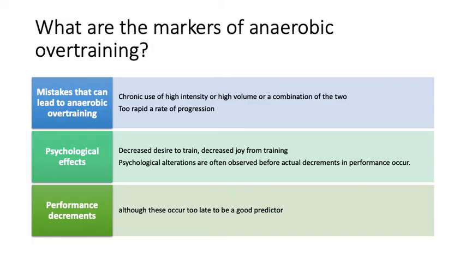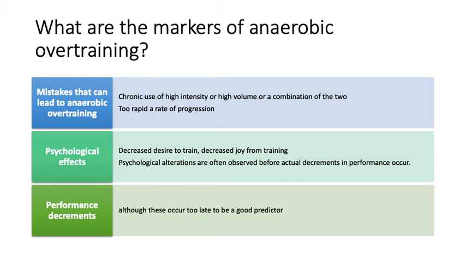So lastly, let's discuss some of the markers of anaerobic overtraining, which can be also similar to aerobic overtraining. Anaerobic overtraining is when you're doing a lot of intensity. And so you're utilizing a lot of anaerobic metabolism and stimulating the sympathetic nervous system and the neural endocrine pathways. So mistakes can lead to anaerobic overtraining. That chronic use of high intensity or high volume or a combination of the two can result in this. As well, too rapid a rate of progression for your client can lead to significant fatigue.